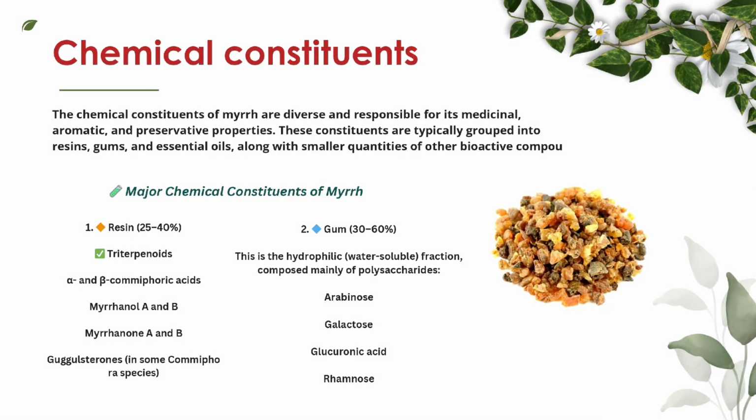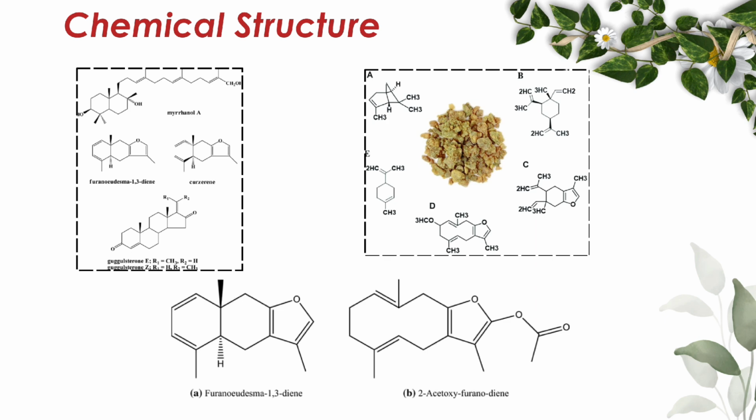Myrrh contains a diverse range of medicinal and aromatic entities. The main groups are resin, which makes up about 25 to 40%, gum up to 60%, and essential oil. Key compounds include terpenoids like myrrholic acids A and B, guggulsterone, and various polysaccharides such as arabinose and galactose. Chemical structure of myrrh.